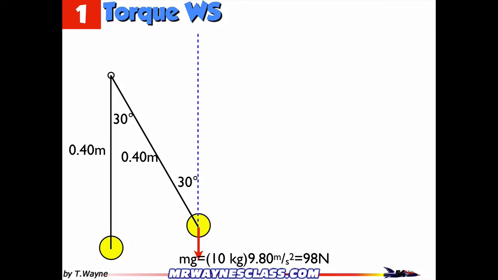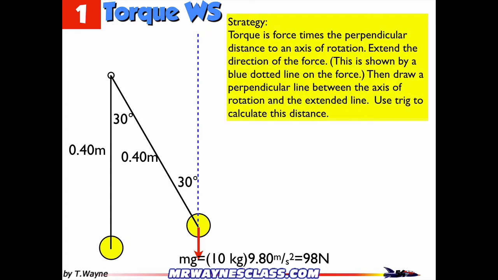What I need, according to torque, is to find the perpendicular distance between the direction the force is going and the axis of rotation. Because I'm looking at it from the direction the force is going, that's where that dotted blue line is, because that's the direction the force is pointing in. So now what I need is a line that's perpendicular to that dotted blue line, and that'll be this line right here. That's between the axis of rotation and the direction of where the force is pointing. That'll be 0.4 meters sine 30.